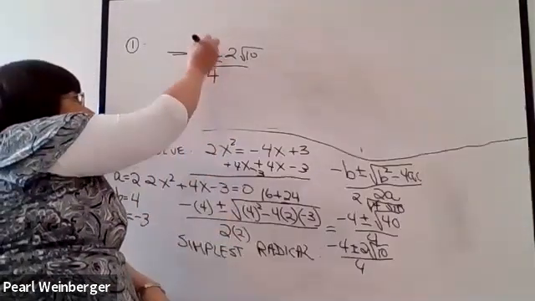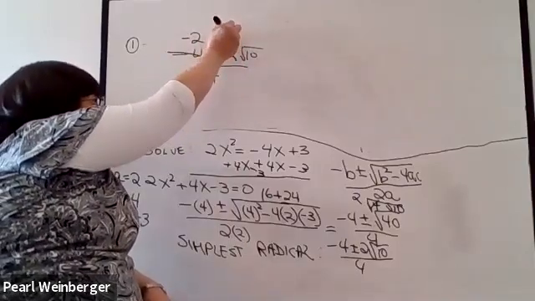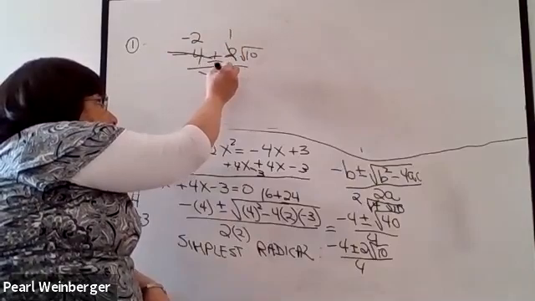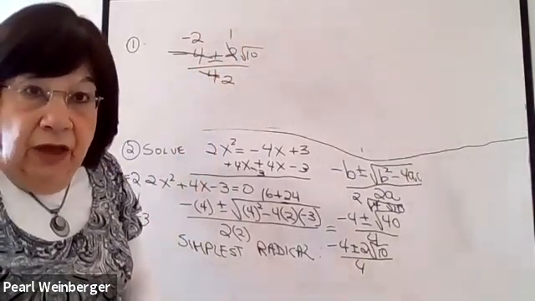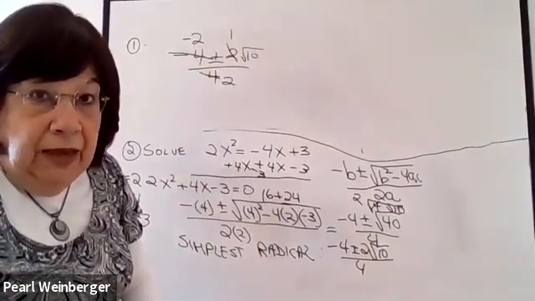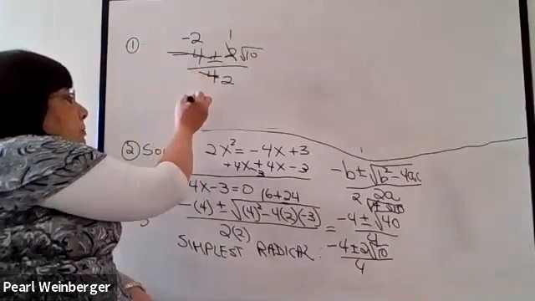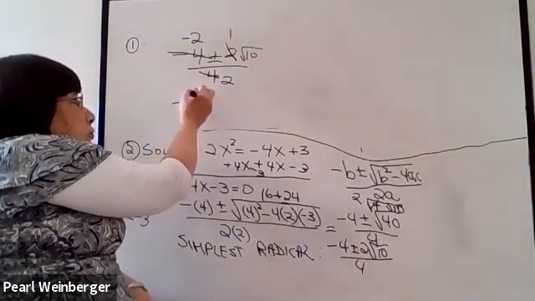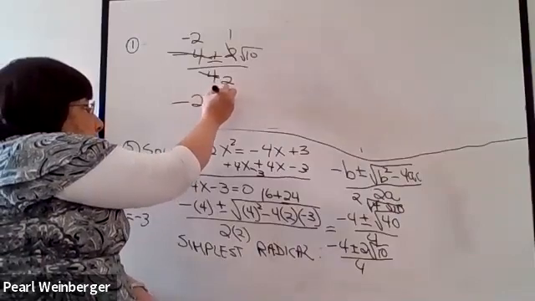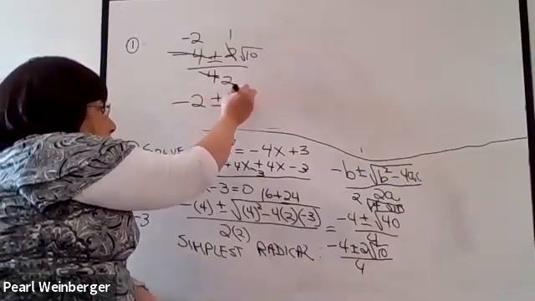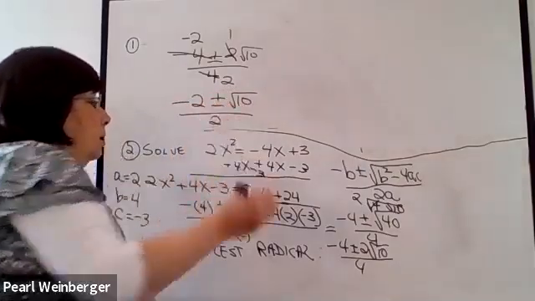So this will give me -2. This will give me 1, and this will give me 2. I can't just divide 2 of them. I have to be able to divide all 3 of them before I can reduce it. So in simplest radical form, my answer becomes -2 plus or minus radical 10 all over 2.